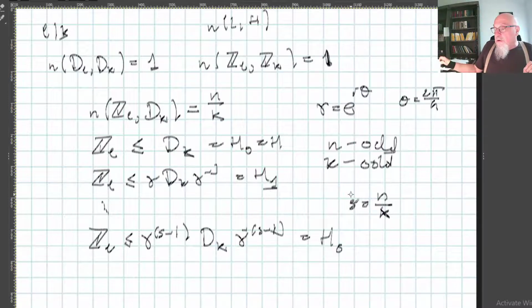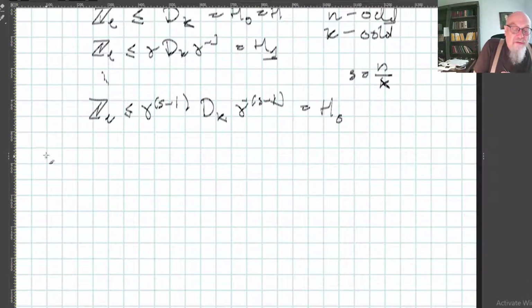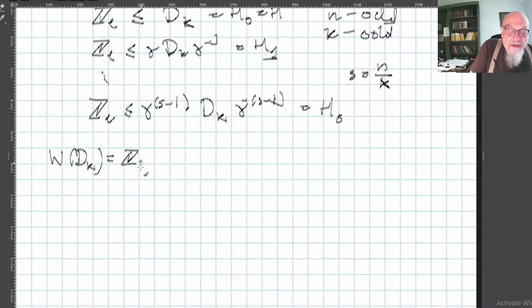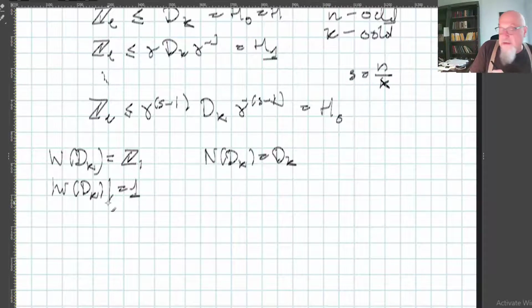So in such a case, we got all these numbers, and now, of course, what are the Weil groups? If you see, let's start again. What is the Weil group of dk? Here n is odd, so k is odd, everything is odd, so the Weil group is exactly Z1. So that means in this case the normalizer of dk is equal to dk, and the number of elements in this Weil group is equal to 1.